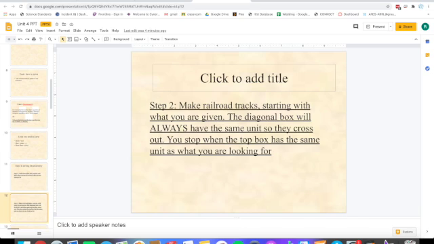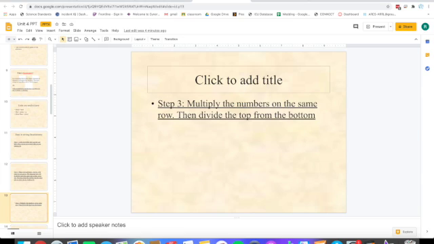I know in words it's kind of hard to visualize what I'm talking about, but once you have this typed out and we talk through actual examples, hopefully you'll be able to understand what this is saying. Step 3, multiply the numbers on the same row, then divide the top row from the bottom row.